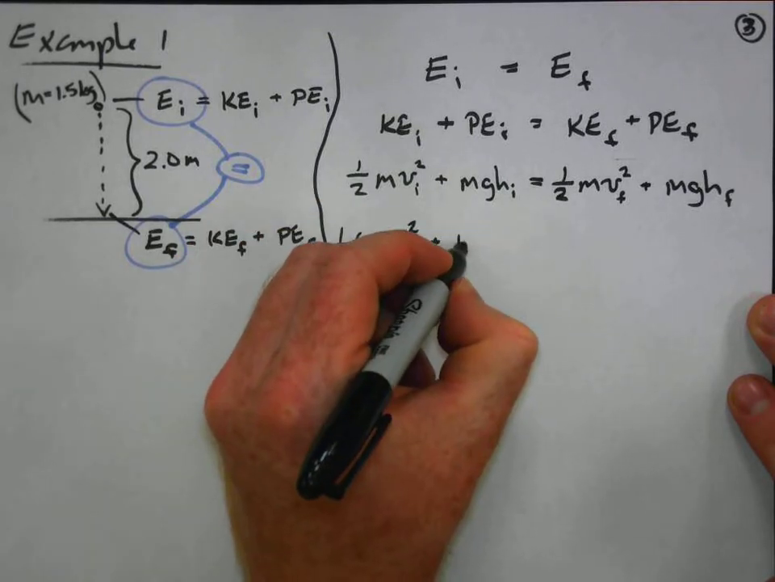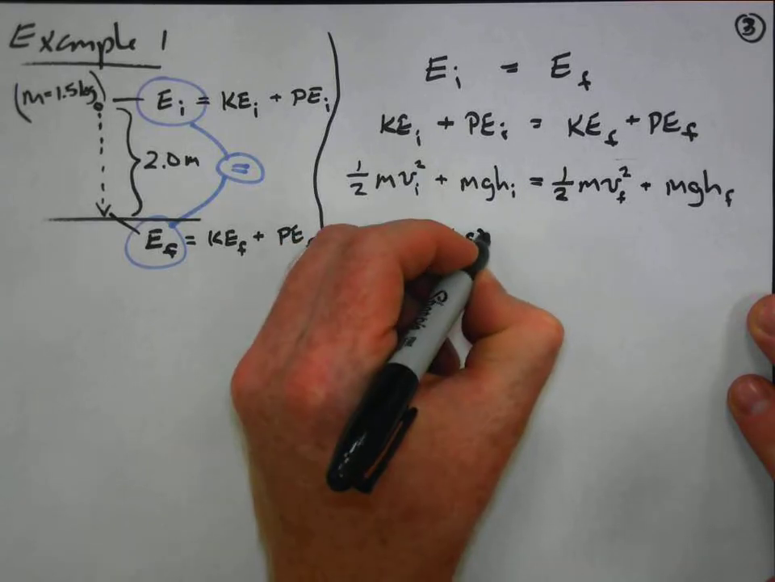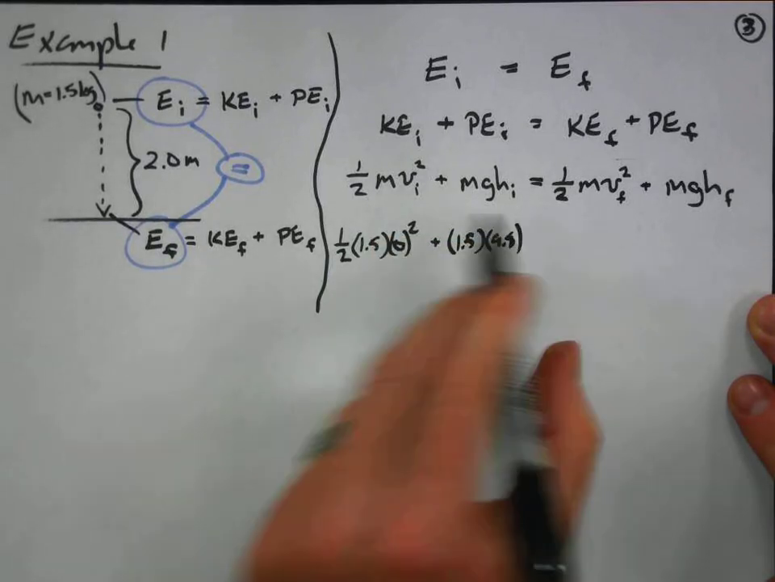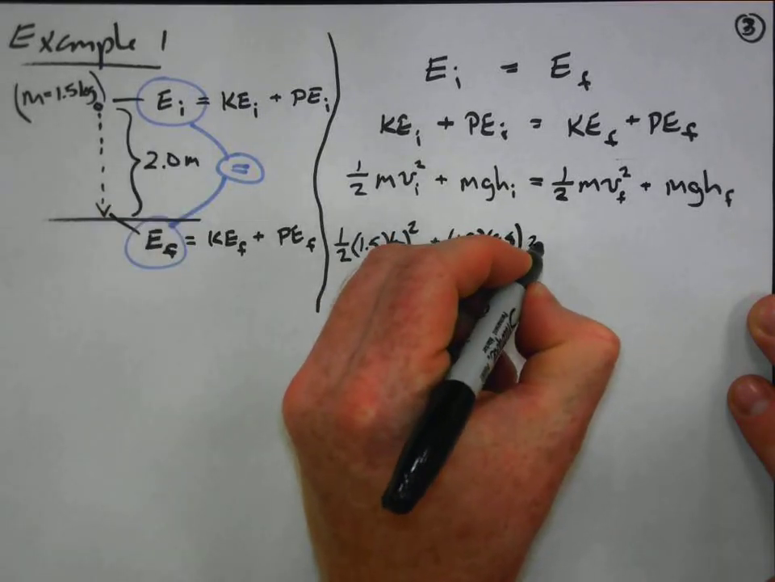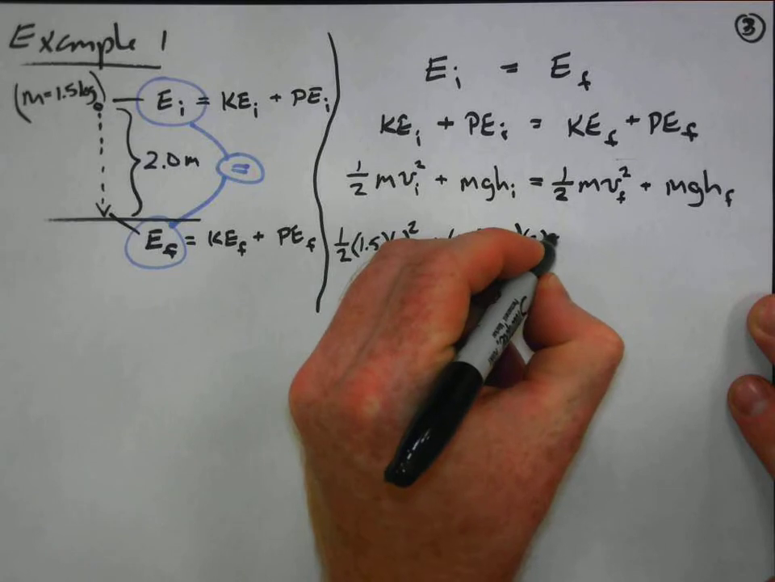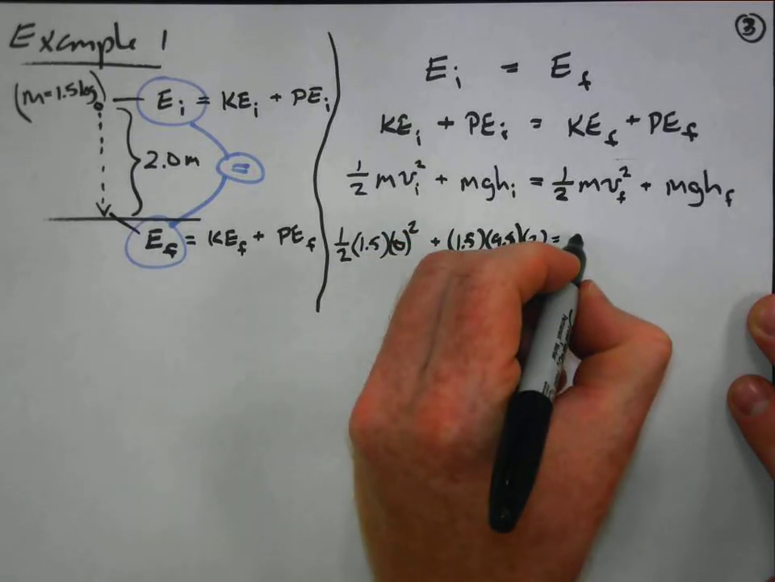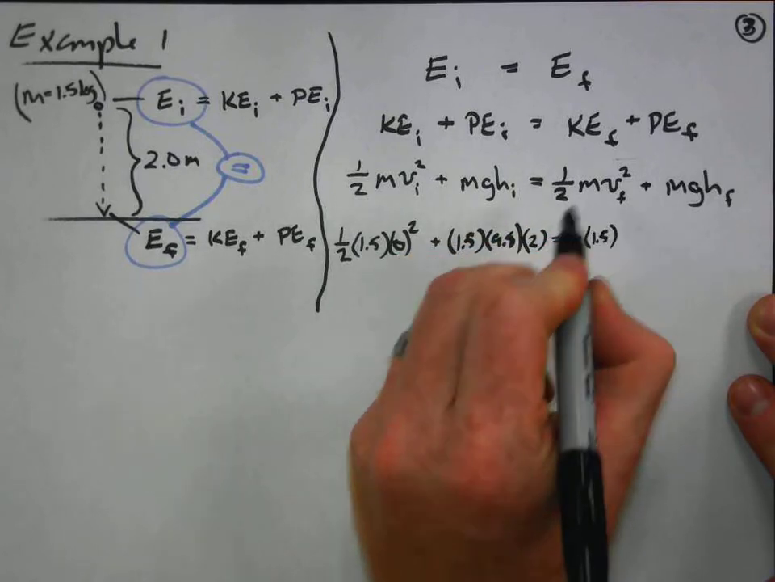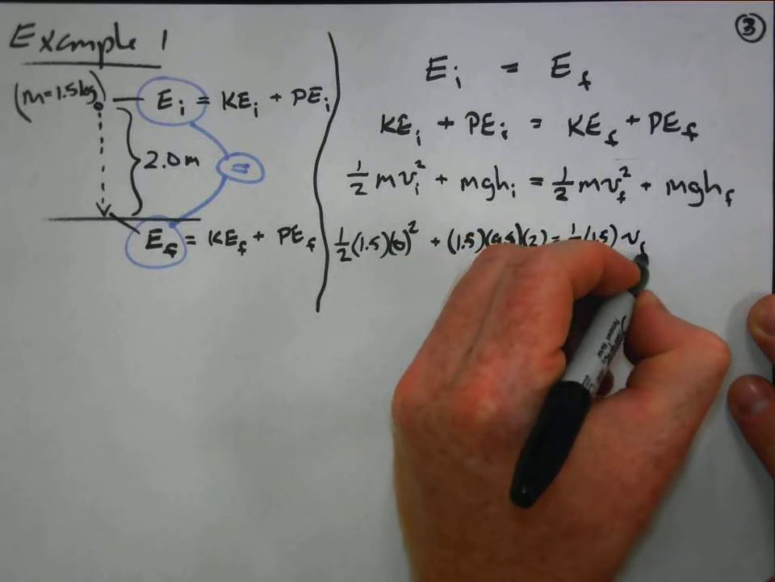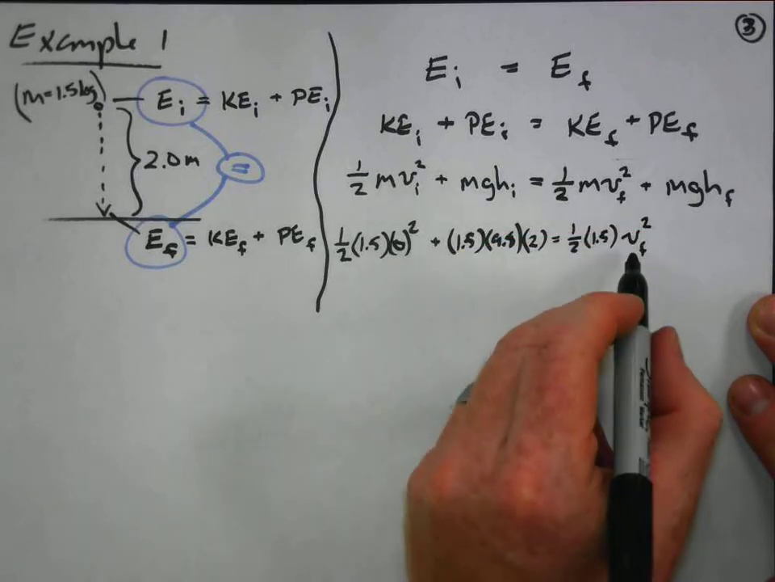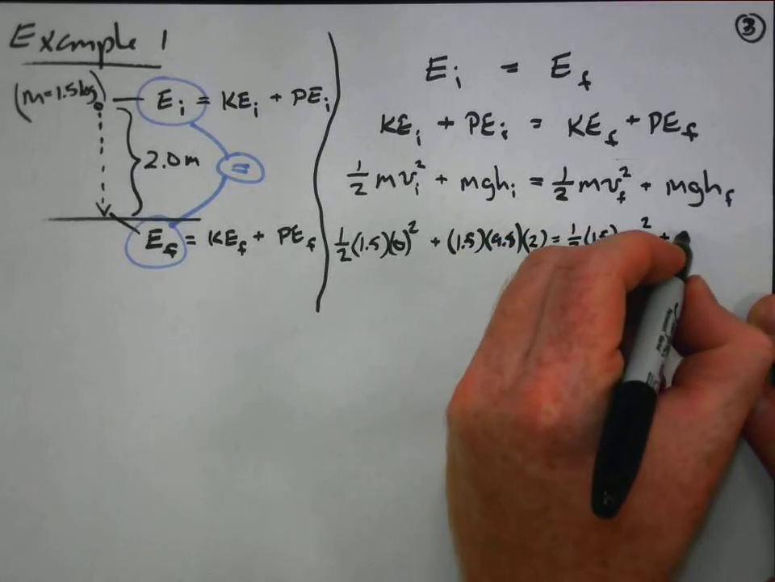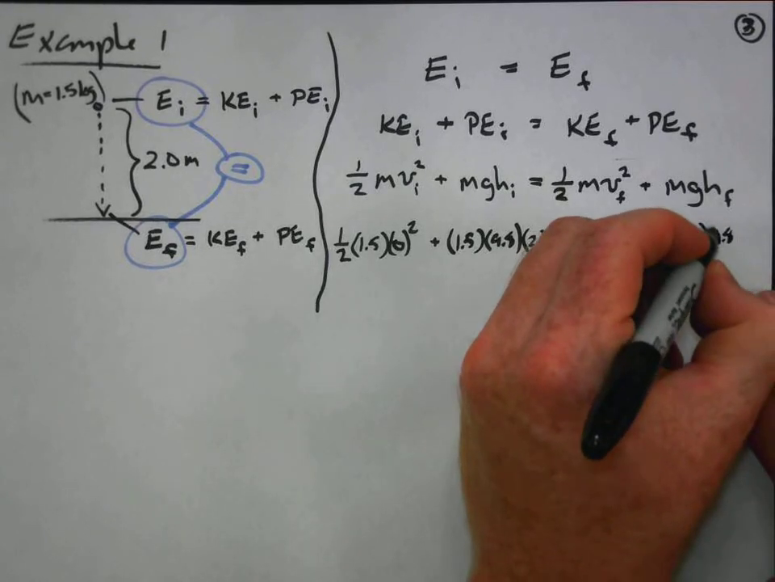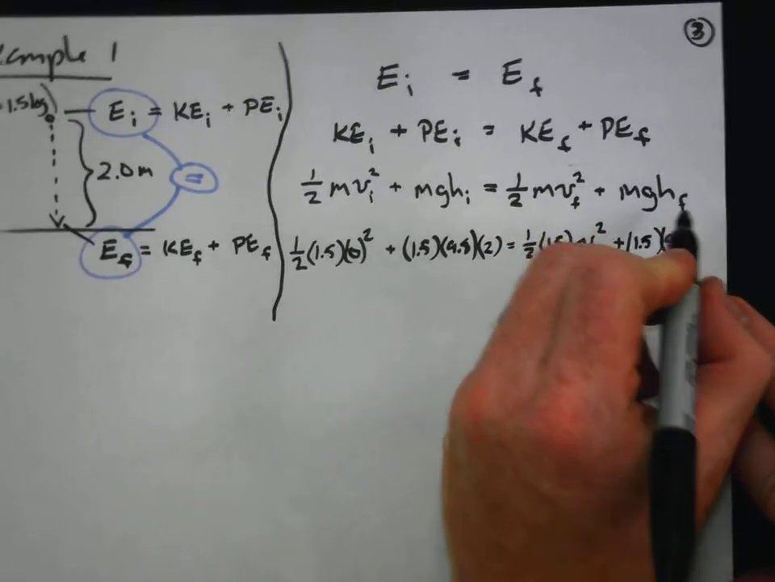So my mass again is 1.5. G is always going to be 9.8 here at Earth's surface. H, my initial height, that was the 2 meters. And there's my equal sign, and I'm going to have a 1/2. The mass is still 1.5. And the final velocity, this is a guy that is an unknown. Okay, so final velocity squared. Mass is 1.5. G is 9.8. And it's just going to fit my final height.